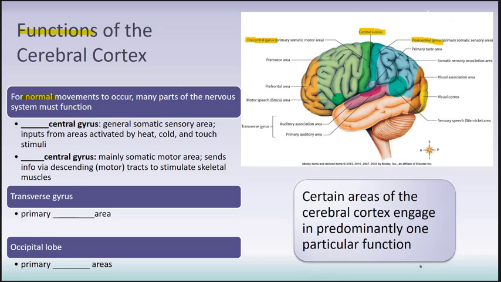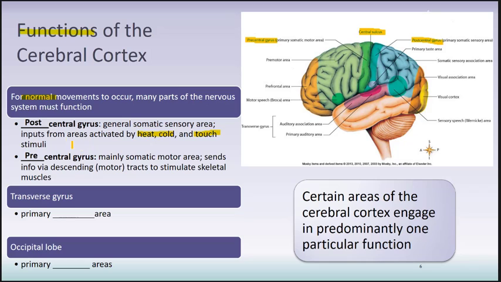The first one that we'll talk about is the postcentral gyrus. The postcentral gyrus functions mainly as a general somatic sensory area. So it receives impulses from receptors that have to do with temperature, so hot and cold, as well as touch stimuli. The precentral gyrus acts chiefly as the somatic motor area. So impulses from neurons in this area will descend over motor tracts, and eventually they're going to stimulate somatic effectors, which are our skeletal muscles.